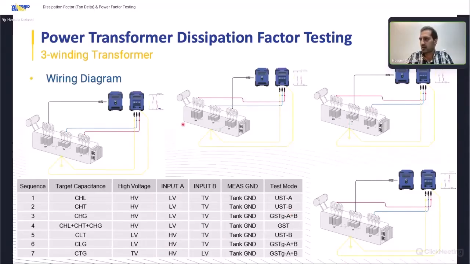Here you see some wiring diagrams relating to the three-winding transformer. For example, here we want to measure CHT, so the software shows us to connect the 12 kV output to the HV side, input B to the tertiary winding, and input A to the low voltage winding. Then the UST-B mode is automatically selected by the software. You can say the same for other wirings and other target capacitances.